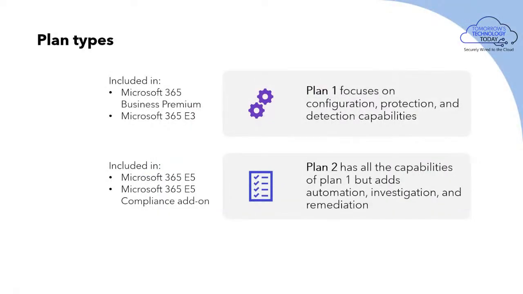An important consideration for you and your team is to decide what capabilities or features you want out of Microsoft Defender for Office 365. There are currently 2 plans that you can choose from. Plan 1 focuses on configuration, protection, and detection capabilities. Plan 2 has all the capabilities of Plan 1, but adds automation, investigation, and remediation to it.